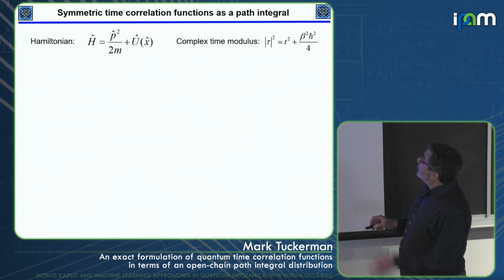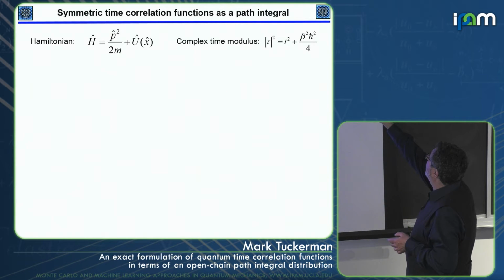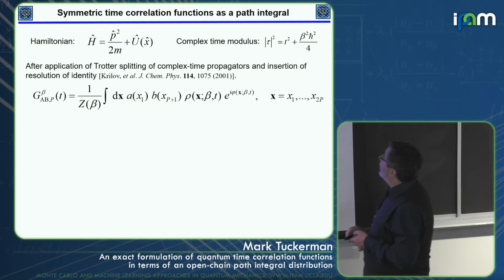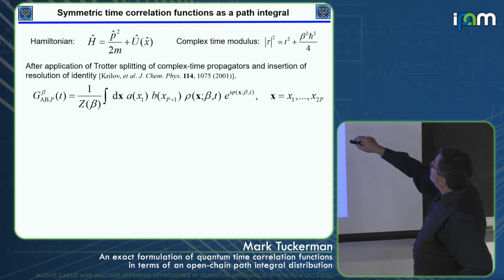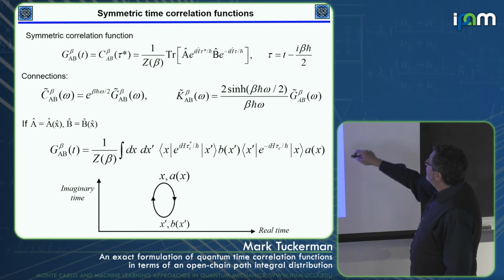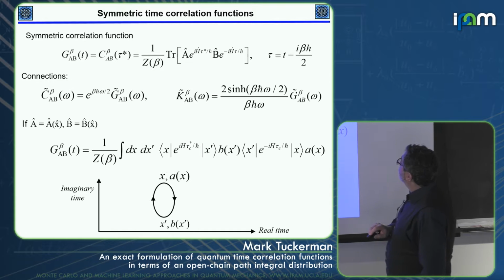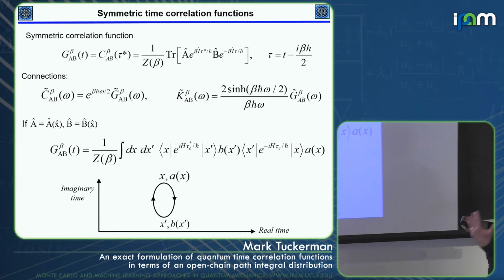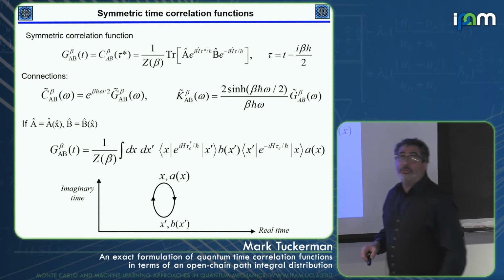Okay, so let's just derive the path integral for this very quickly. There's your Hamiltonian. This is your complex time parameter and its modulus. If you insert your Trotter expansion, because you have two of these factors, you're going to get a P bead chain for the first propagator, a P bead chain for the second one, so I get a total of 2P beads. But because I go from x to x prime and then come back to x, it's also a ring polymer.